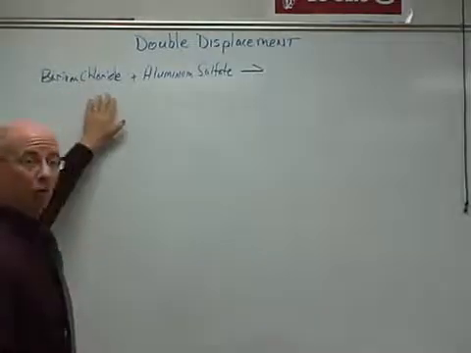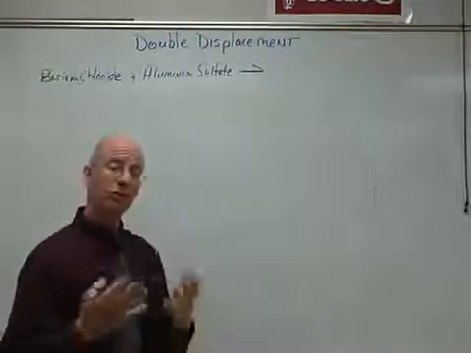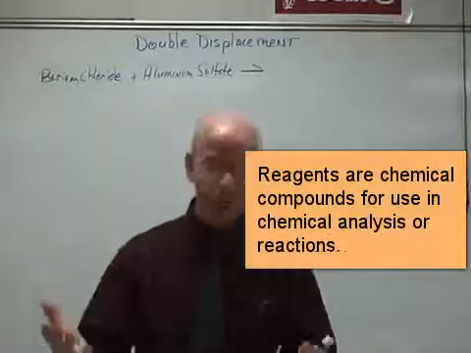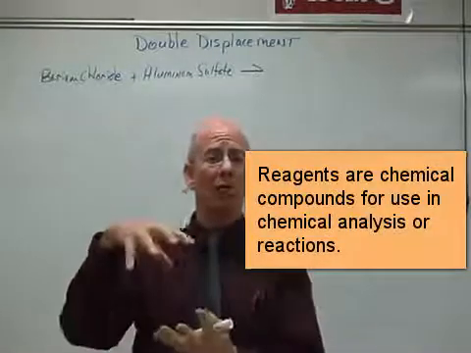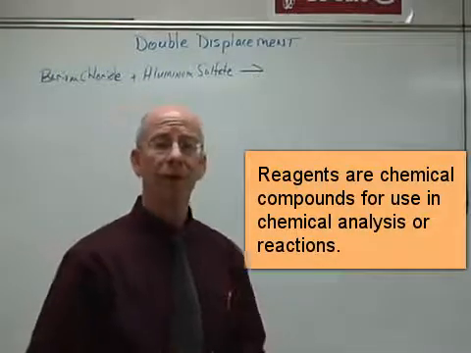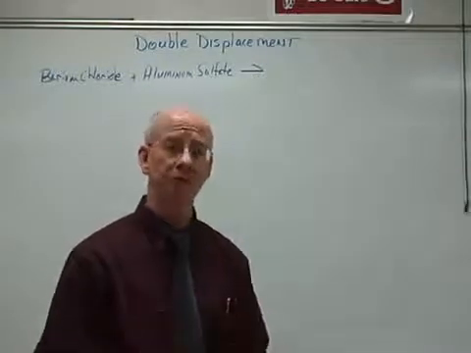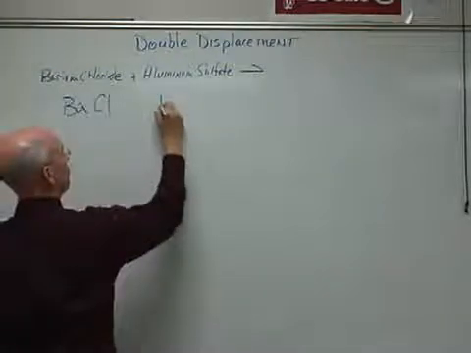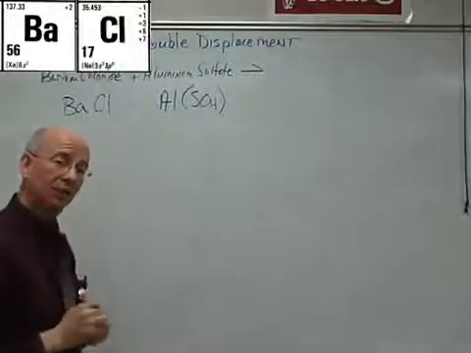We start with barium chloride and aluminum sulfate. These are called reagents. I go back into my chemical storeroom, they're all in bottles, they're solids, most of them are white, some of them have color, but they're just reagent bottles and we use them as reactants. Barium chloride, aluminum sulfate. And you may need to look every one of those up.